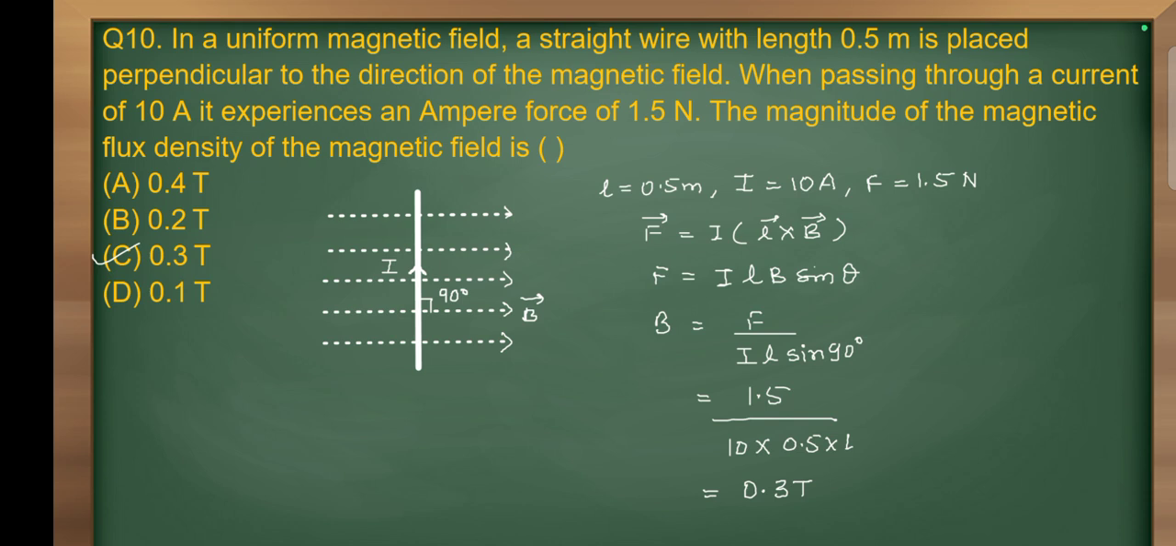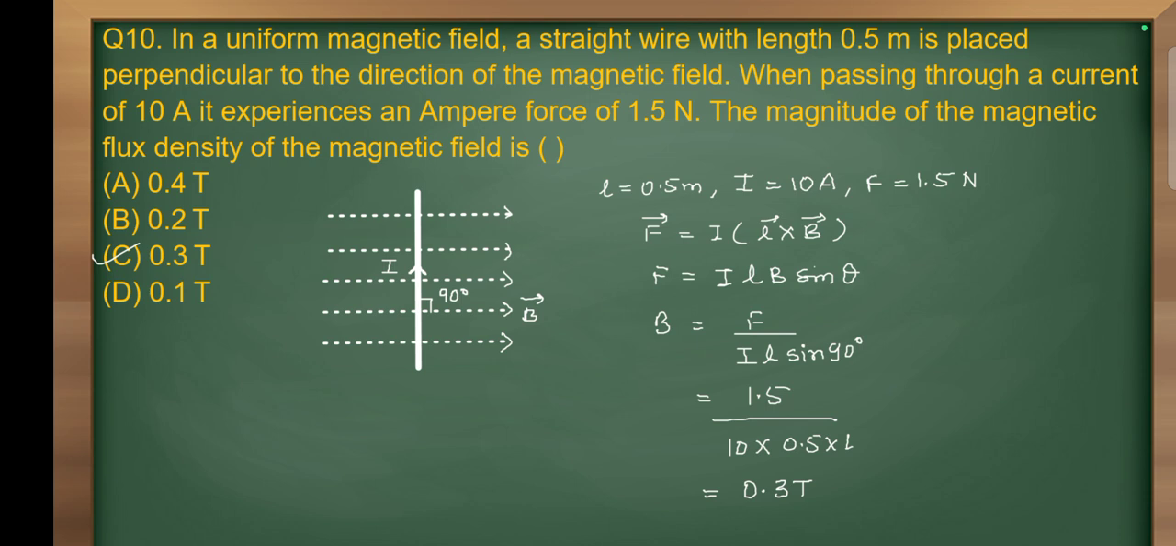Question number 10. In a uniform magnetic field, a straight wire with the length 0.5 meter is placed perpendicular to the direction of magnetic field. When passing through a current of 10 ampere, it experiences an ampere force of 1.5 Newton. The magnitude of magnetic flux density of the magnetic field is.